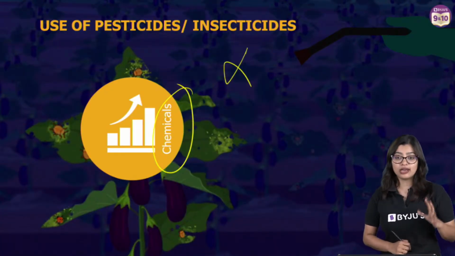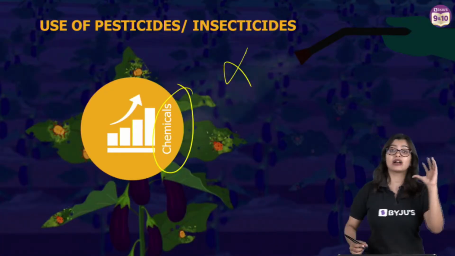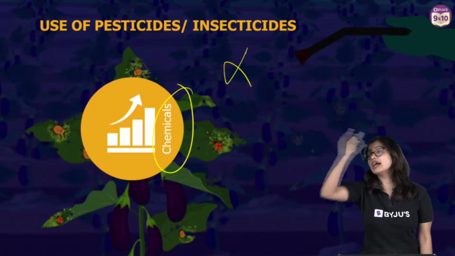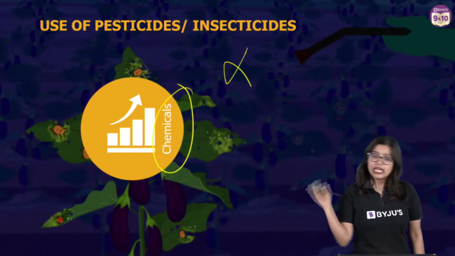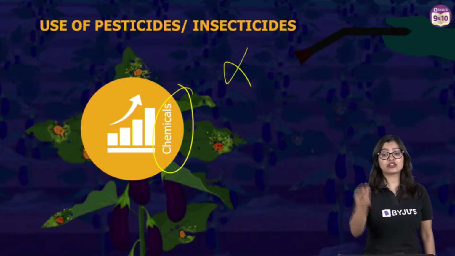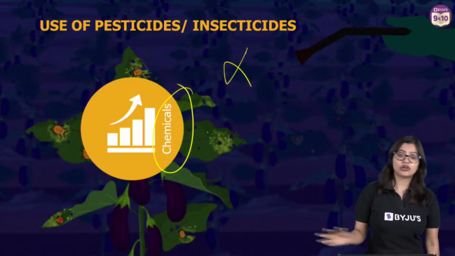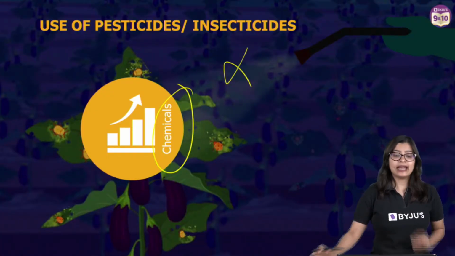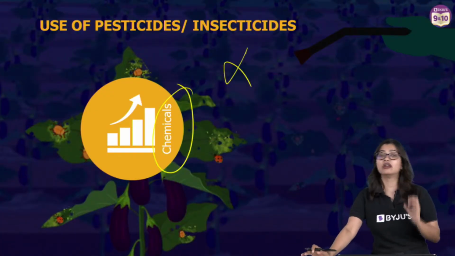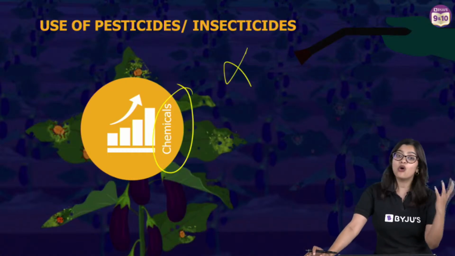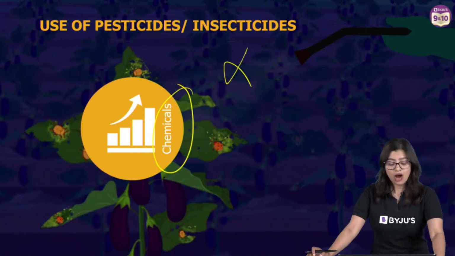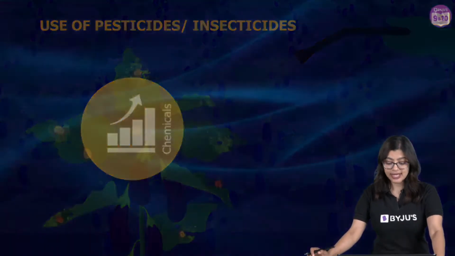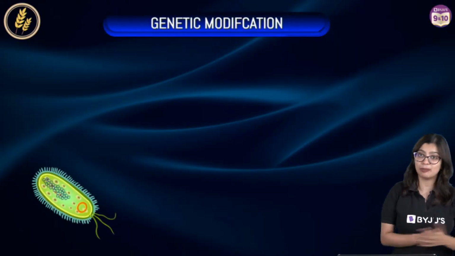And if I consume all those chemicals, isn't that harmful for me? Yes, you will all agree that, ma'am, if I consume the brinjal that has so much chemical sprayed on it, it is not good for me. It is actually harmful for me. So now they realize that, okay, it is going to be a problem, right? We cannot continue doing this. So how do we tackle this, right? How do we tackle this? That is where genetic modification comes into the picture.